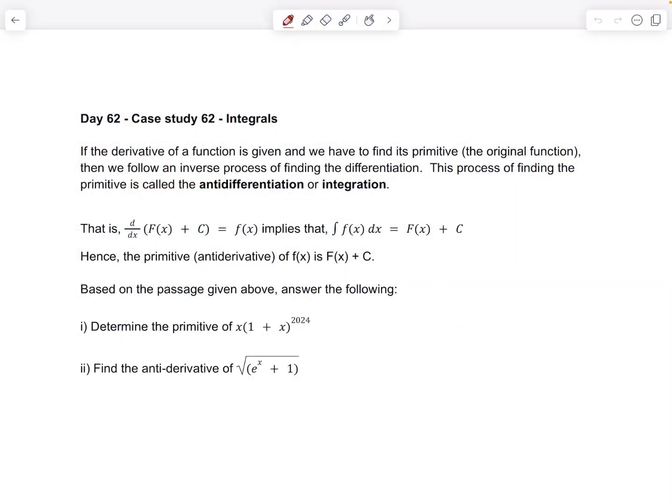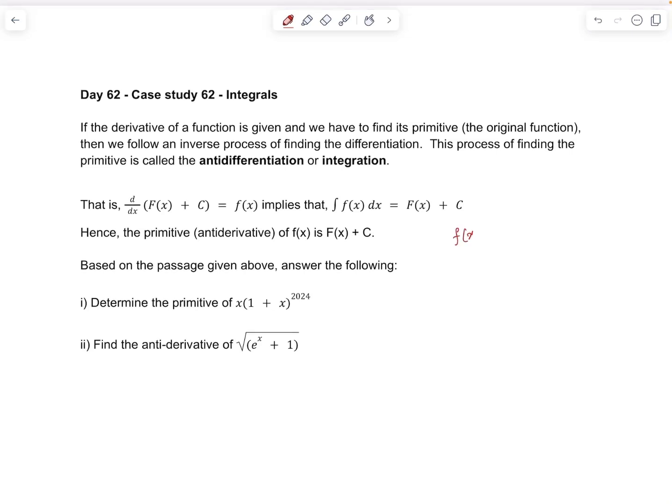The question goes like this. If the derivative of a function is given and we have to find its primitive, that is the original function, then we have to follow an inverse process of finding the differentiation. This process of finding the primitive is called anti-differentiation or integration.